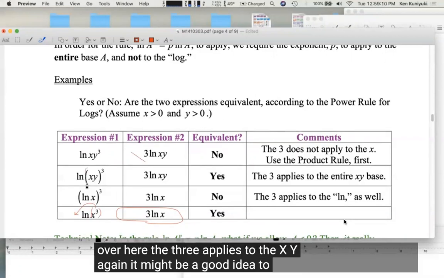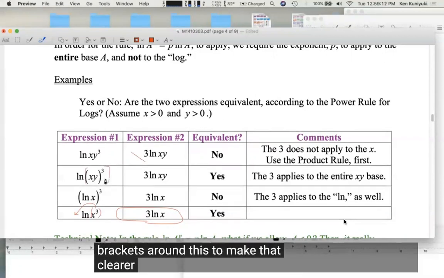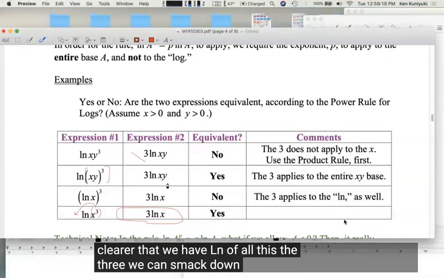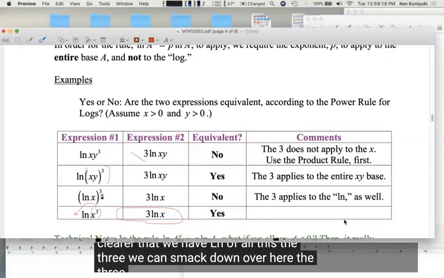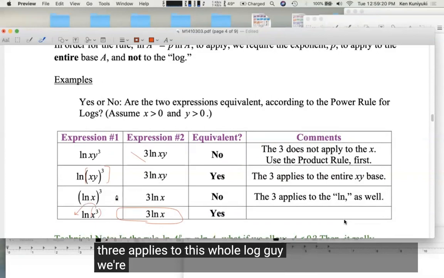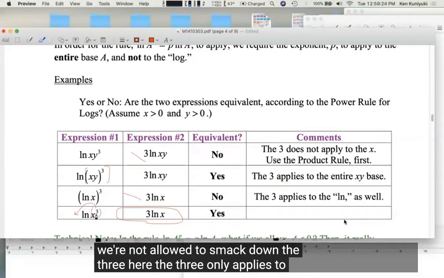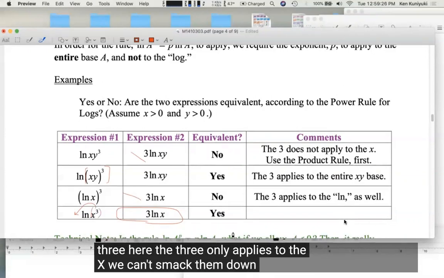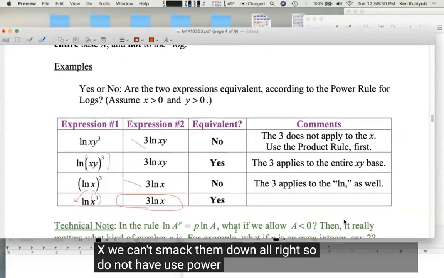Again, it might be a good idea to put brackets around this to make that clearer, that we have ln of all this. The 3 we can smack down. Over here, the 3 applies to this whole log guy. We're not allowed to smack down the 3. Here, the 3 only applies to the x. We can't smack him down. All right. So do not abuse power.